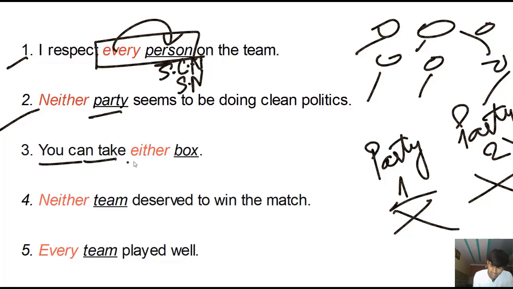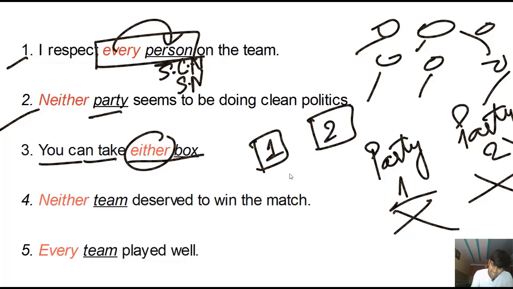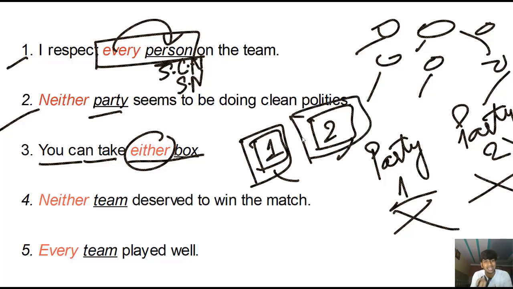You can take either box. So you have two boxes, number 1, 2. Any one out of these two boxes. You can take this one as well. You can take any of these two boxes. Either box. I will not say boxes. If you say either boxes, that will be incorrect. You can take either box. You can choose either person, one person out of the given two people you have.